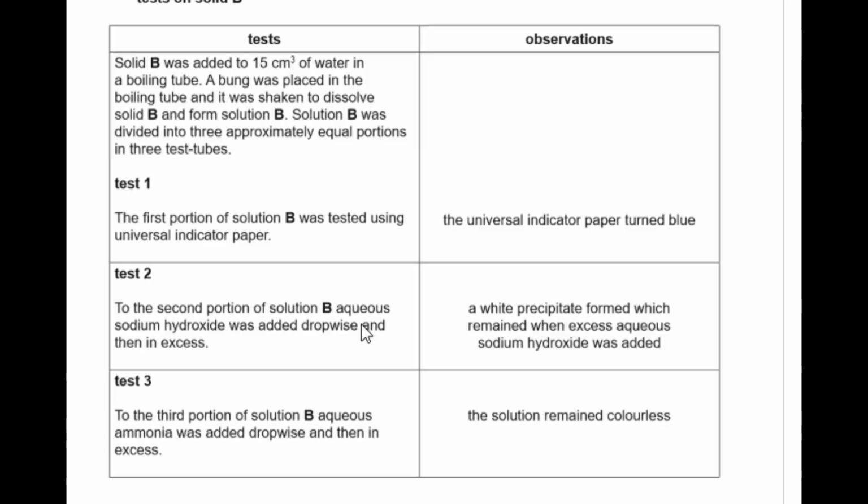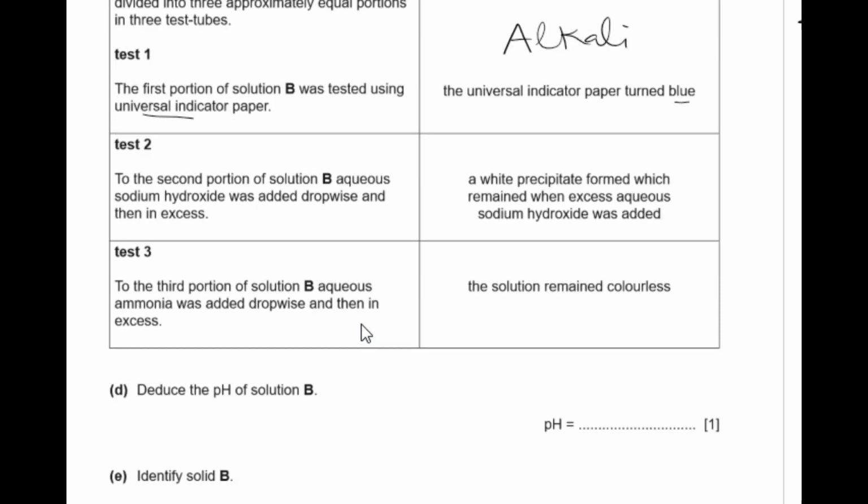The first portion of solution B was tested using universal indicator. The universal indicator paper turned blue. We know that bases and alkalis can turn it blue. So basically, the observation is about having an alkali here. To the second portion of solution B, aqueous sodium hydroxide was added dropwise. A white precipitate is formed which remained when excess aqueous sodium hydroxide was added. So basically, a white precipitate is observed which remains insoluble.